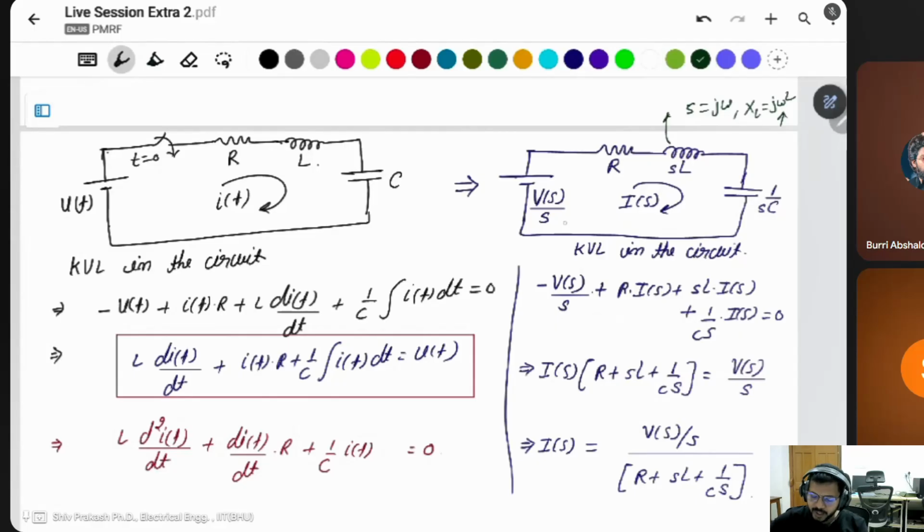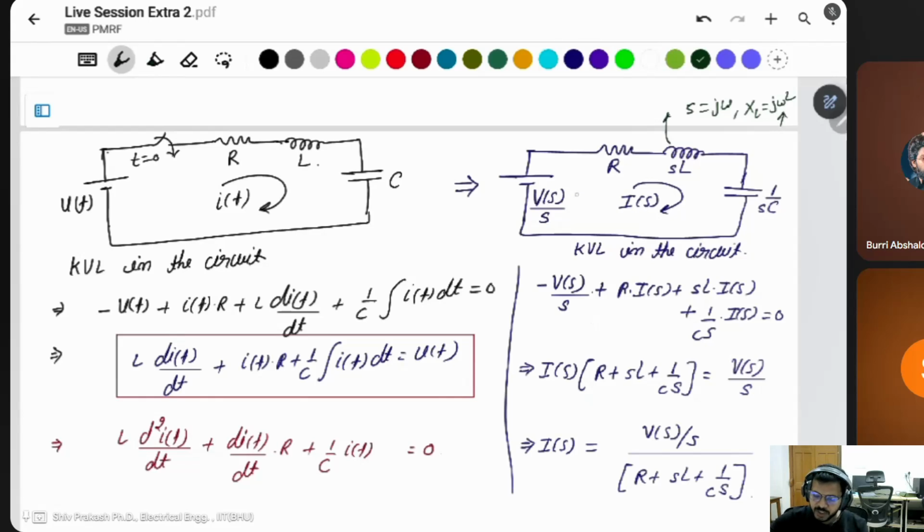This will be the KVL: the voltage source, then a resistor, inductor, and capacitor. This is simply the multiplication of the impedances with the current, which gives the voltage. Now take Is common. Then this will be R plus SL plus 1 by CS, equal to Vs by S.